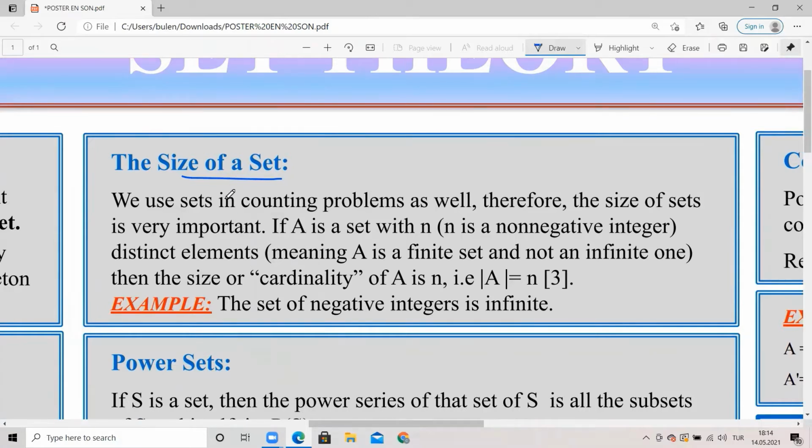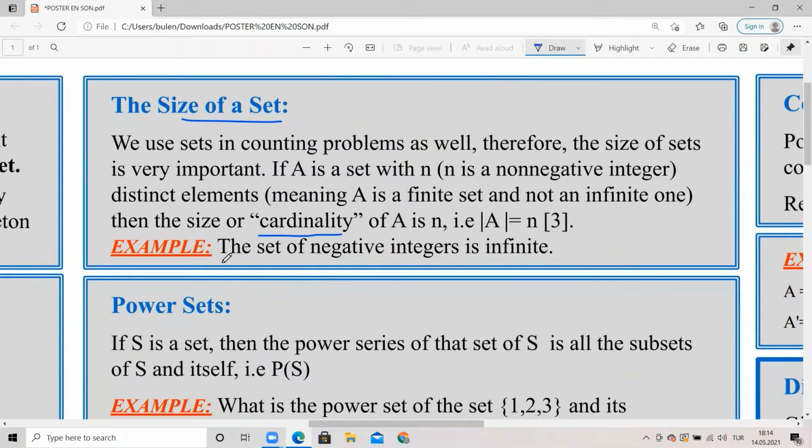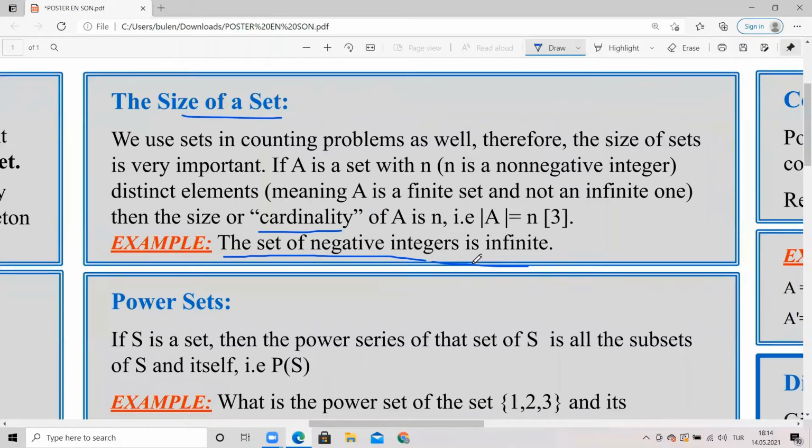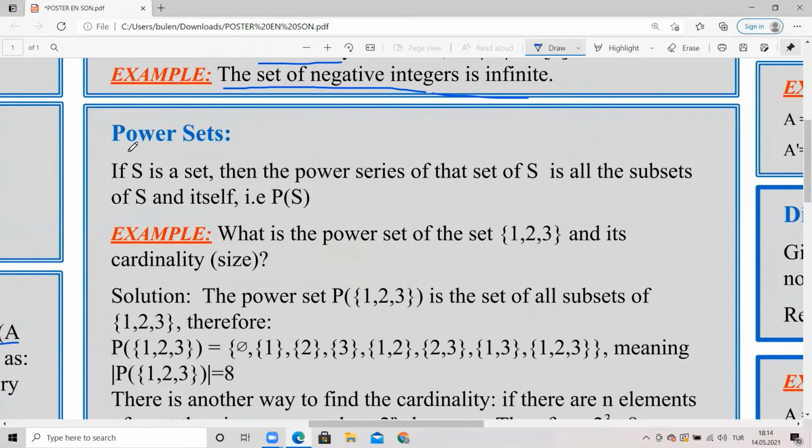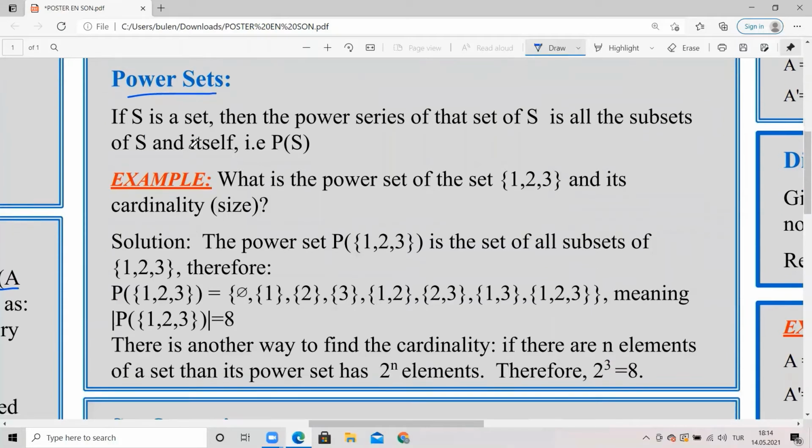Also, the cardinality of a set has the same meaning as the size of a set. For an example of this, we may look at the set of negative integers, which is infinite. Now, finally, we come to our final topic, which is the power set.